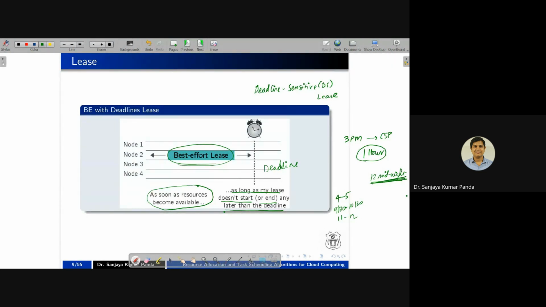Or sometimes, when you make a commitment, you have to pay the violation cost. If you have committed that before 12 midnight you will give 1 hour and you have not given, that means you are violating the policy. So you will be penalized. Right? That is the concept of best effort with deadline.